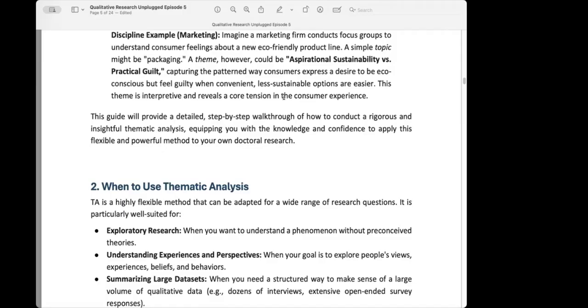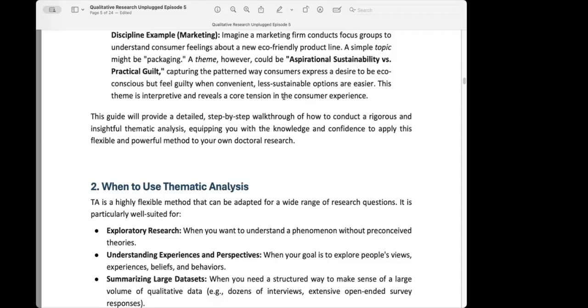It shows a core dynamic, not just what was explicitly said about a product's box. And for you, the doctoral students in the business school of the University of Ghana, this guide we're discussing provides a really detailed step-by-step walkthrough precisely to equip you with the knowledge and the confidence to make this interpretive leap and to apply this flexible and powerful method to your own rigorous research.